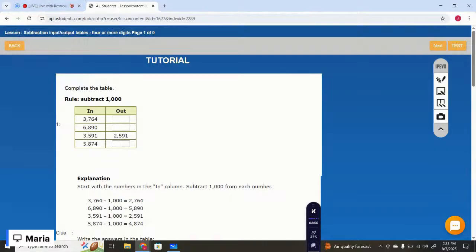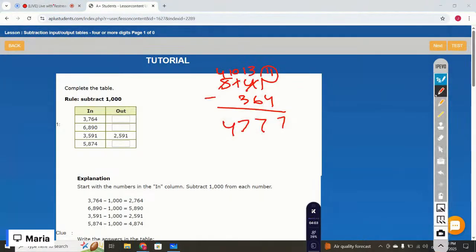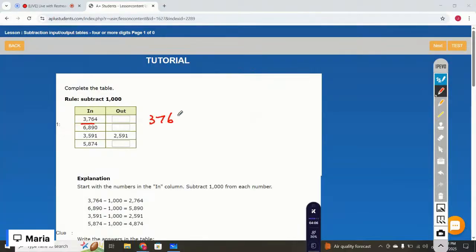Complete the table. Subtract 1,000. You need to subtract 1,000 from each input value to calculate the output value. Starting with the first one, that is 3,764 minus 1,000. So you want to subtract the 1,000s digit. 3 minus 1 is 2. The rest of the digits must be the same because for the other number they are simply 0.